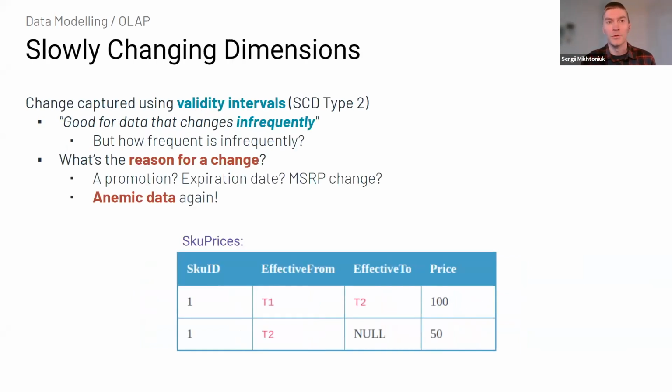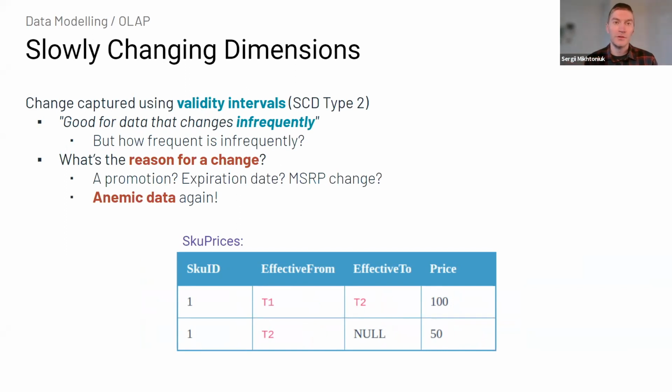Dimension tables, also known as slowly changing dimensions, have several different forms, but the most common one I've seen is the one that uses validity time intervals to capture change. So here we have a SKU1 that had price 100 from time T1 to T2, and then at T2, the price had been dropped to 50.